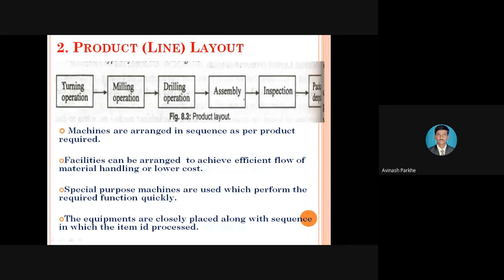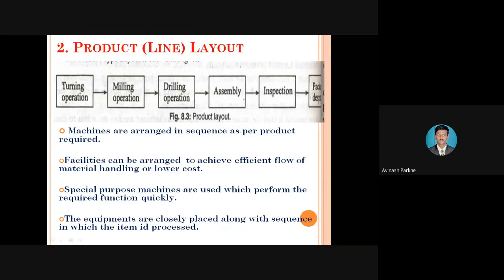In such types of industries, this product layout, also called a line layout, plays a very important role. So what is the meaning of that? Let us see. Machines are arranged in sequence as per the product requirement. If you have to manufacture one product, according to the requirement of that product we have to set the sequence of machines. For example, if I have to manufacture a gearbox, what is the manufacturing process? First of all, I have to perform the fixing operation, then the drilling operation, then the milling operation, then the welding operations, then go for painting, then go for inspection.